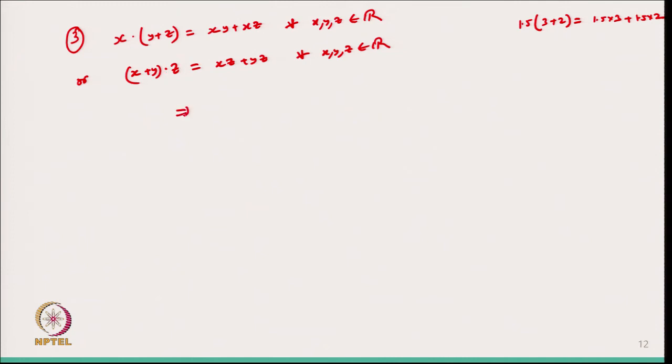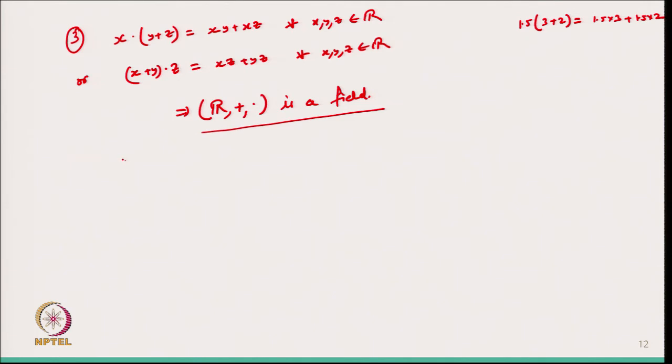So, from here I can say that the set of real numbers under addition and multiplication is a field. Since R is a field, obviously it is also a group under the operations addition and multiplication that we have already discussed. So, we can say that the set of real numbers is a field.